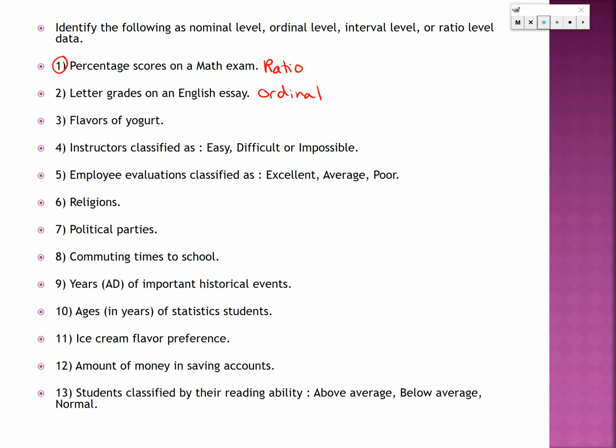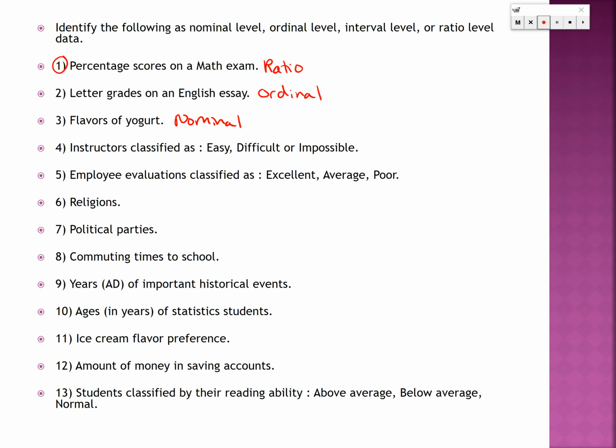In number 3, we're just talking flavors of yogurt, not which one I like best, or which one has the most calories to least calories. We're not putting them in any kind of order at all. There's nothing to measure there. It's just the name of the flavor. So if it's just the name, it's nominal.